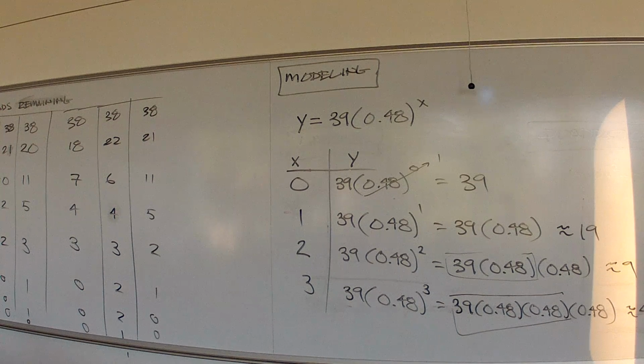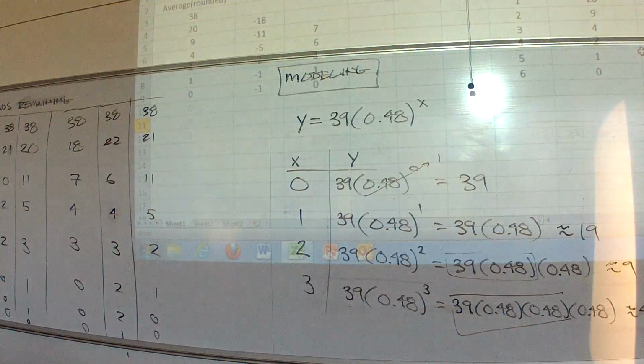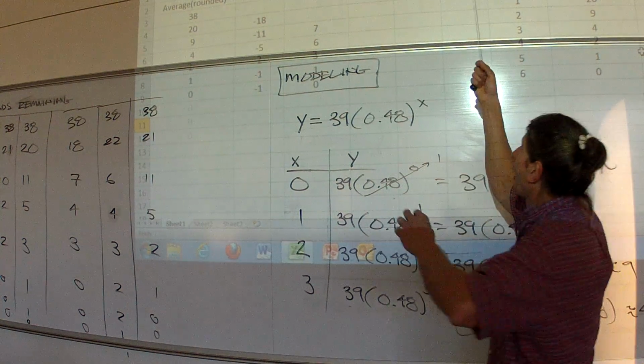Either product or quotient, depending on how you want to look at it. Let's see if we can see that in the Excel sheet, okay? Let's pull this down.